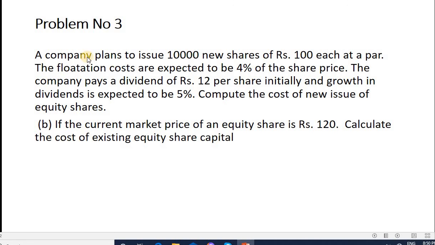Problem number 3. A company plans to issue 10,000 new shares of 100 each at par. The flotation costs are expected to be 4% of the share price. The company pays a dividend of 12 per share initially, and growth in dividend is expected to be 5%. Cost of new equity share we need to calculate. And another question in this problem is, if the current market price of an equity share is 120, calculate the cost of existing equity share capital.